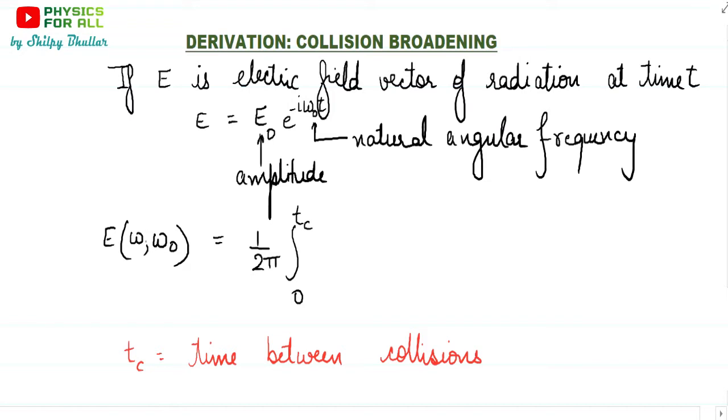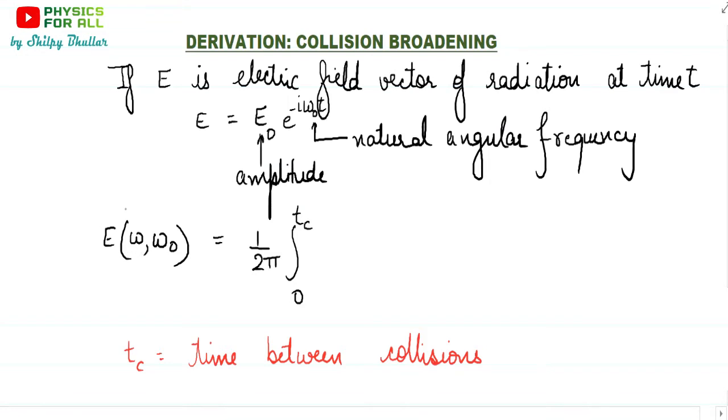Now E omega omega naught. Omega naught, we know, is the natural angular frequency, which corresponds to the central frequency. This will always be there. We will get the largest spike, the longest line in the spectrum, corresponding to omega naught. But there is broadening. We would see the broadening of the spectral line. So what other frequencies would be involved, we have to check. That's why we are going to include this omega here.